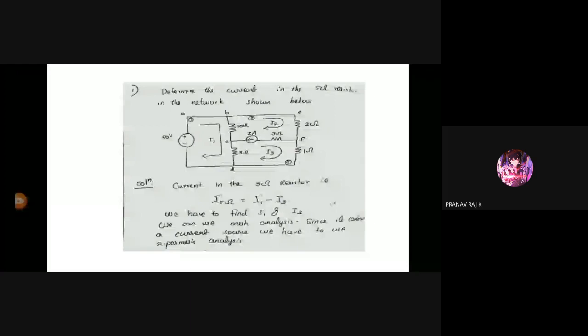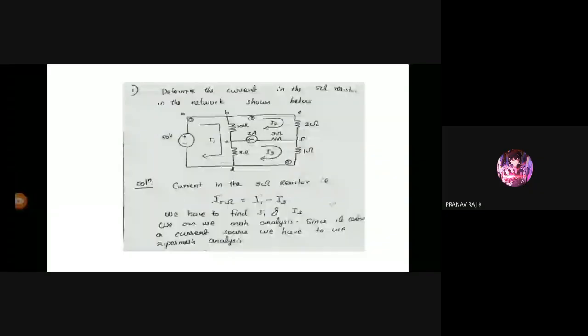Okay, so when you are writing the super mesh equation, let us start with each of the mesh. You can first redraw the diagram. Here I am redrawing the diagram, so you can also redraw the circuit like this.